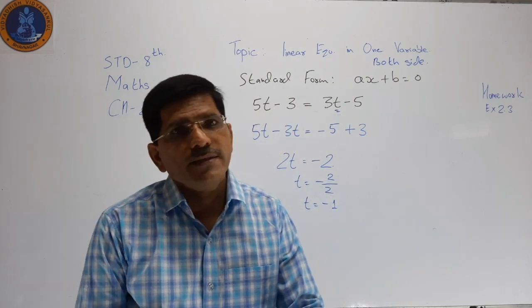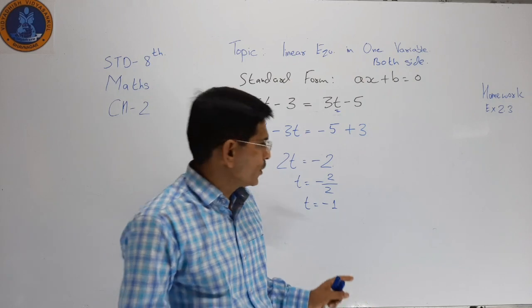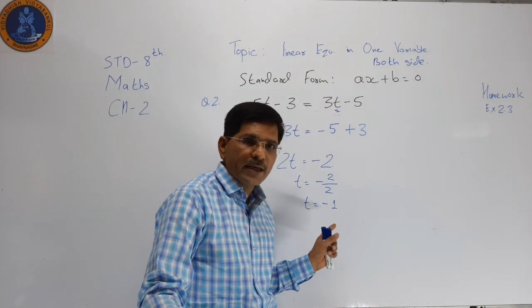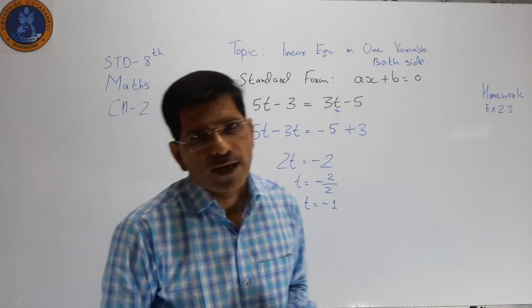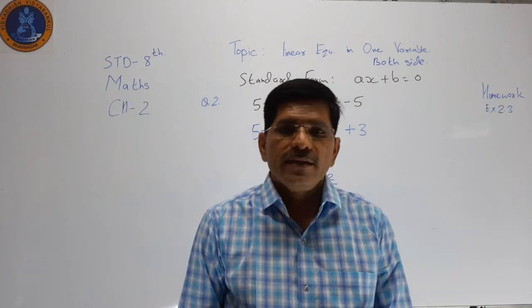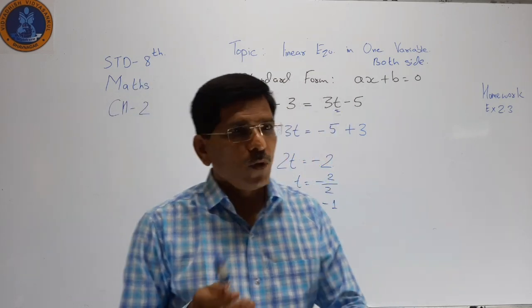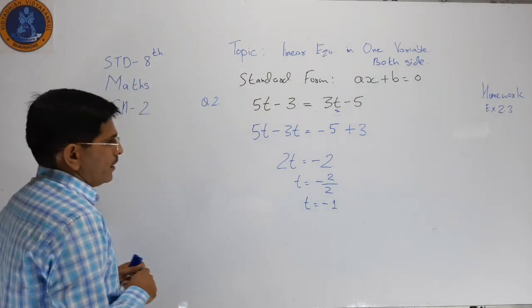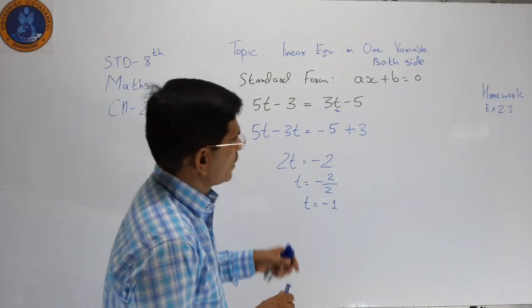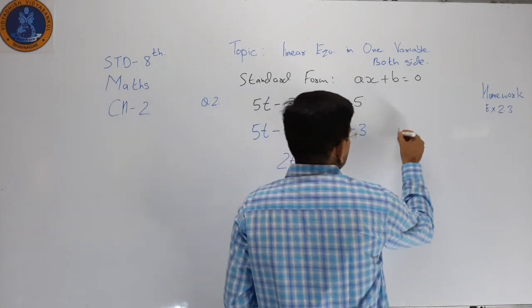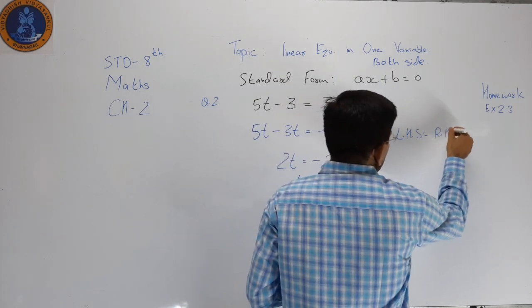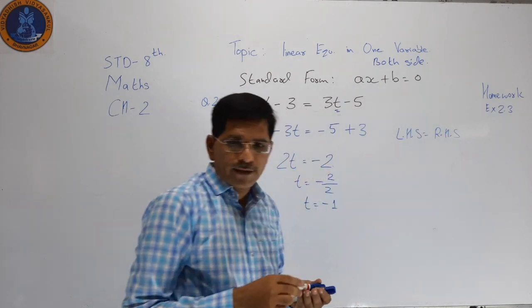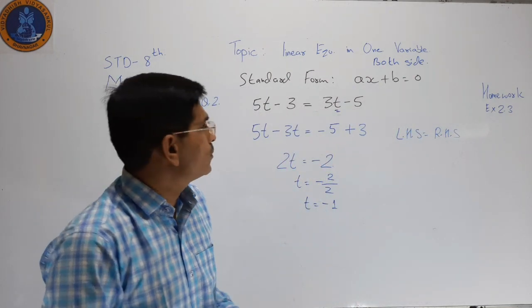So how we can check our result? I have to put value of t is equal to minus 1 in the above equation and left hand side is equal to right hand side. Then we can say it is correct. So one more sum, that is, if I want to check again, left hand side is equal to right hand side. First, that way we have to write. Afterward, what we have to do?